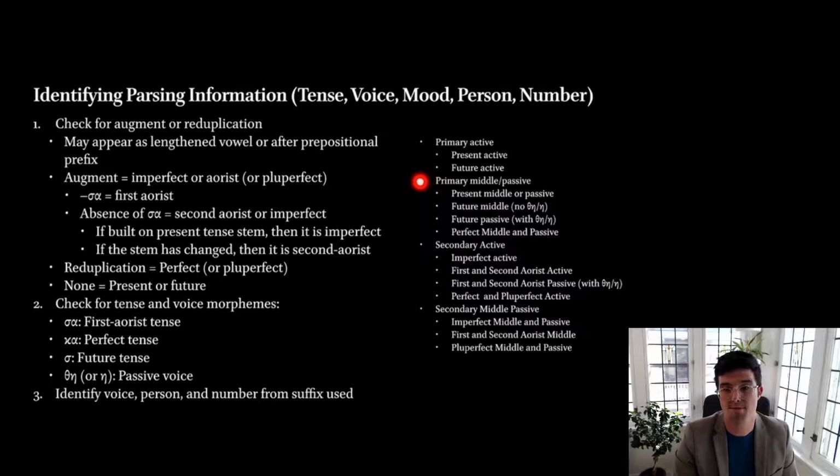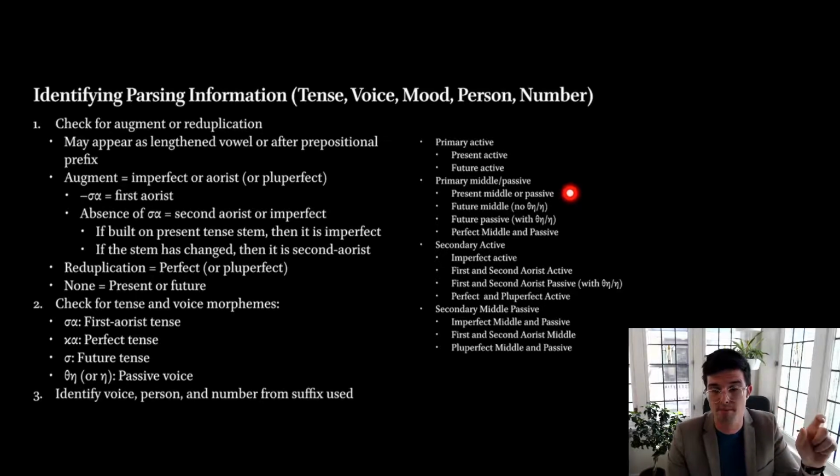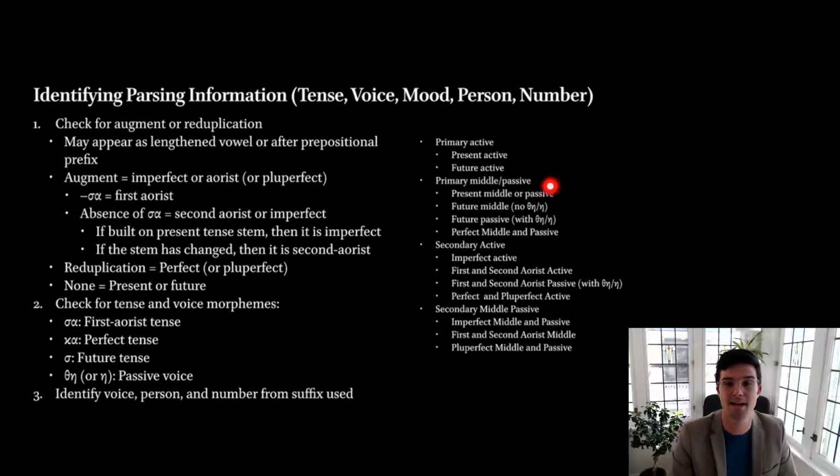If you have a primary middle or a primary passive suffix, you're going to have one of these forms. If there's a theta, eta, and a sigma there, it's going to be a future passive. If there is a sigma but no theta, eta, and the primary middle passive suffixes, you're going to have a future middle. If you have just the lexical form, or just that sort of locomotive morpheme, and then the middle passive endings with none of this other added stuff, you're going to have a present middle or a present passive form.